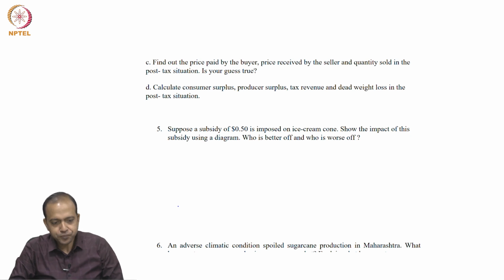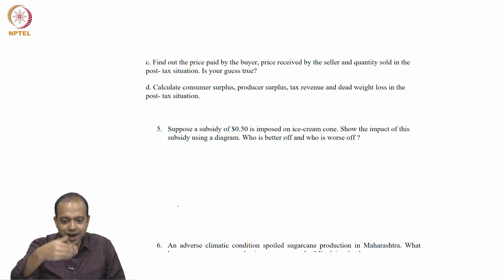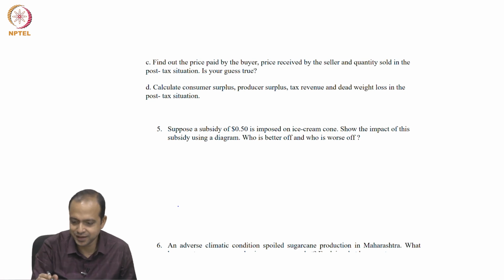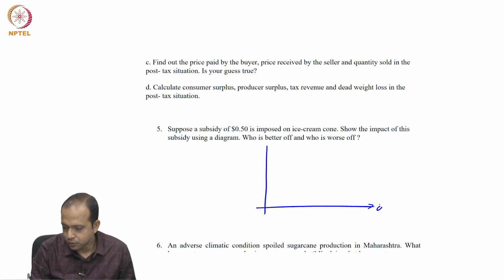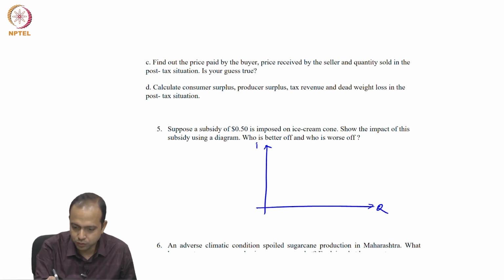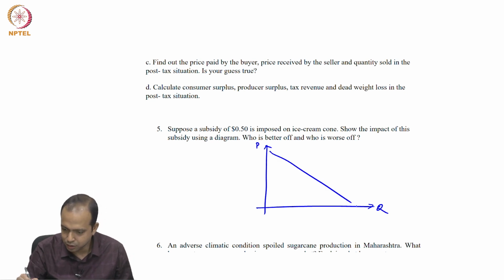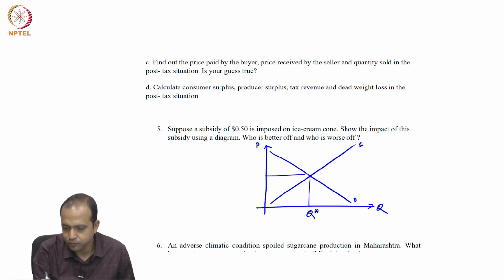Let us now assume that, unlike the earlier case where a tax was imposed on ice cream, here a subsidy is given. Let us say that this is the demand and supply of ice cream cones. This is the demand, this is the supply, this is the equilibrium quantity, and this is the equilibrium price.